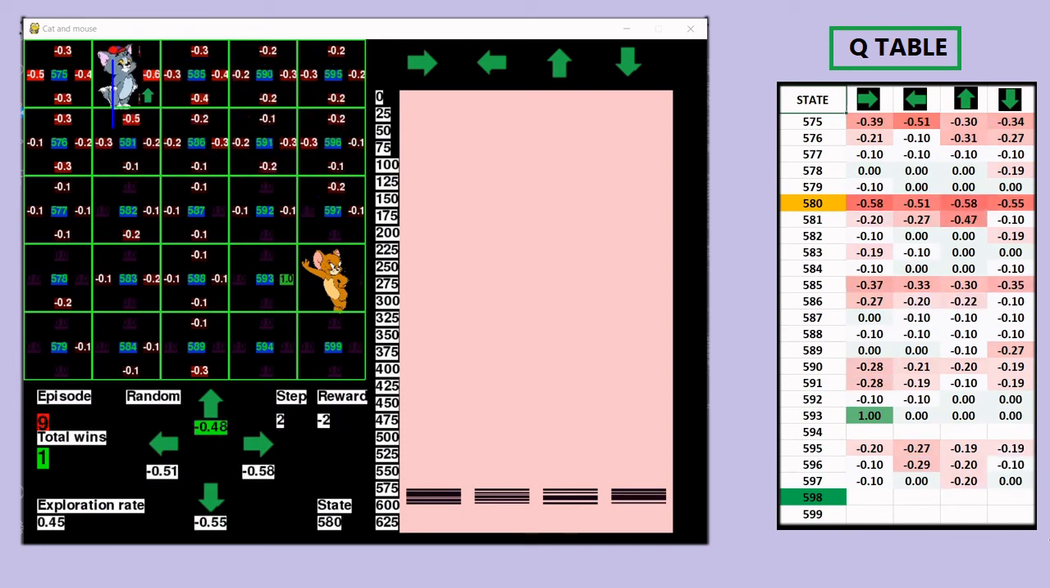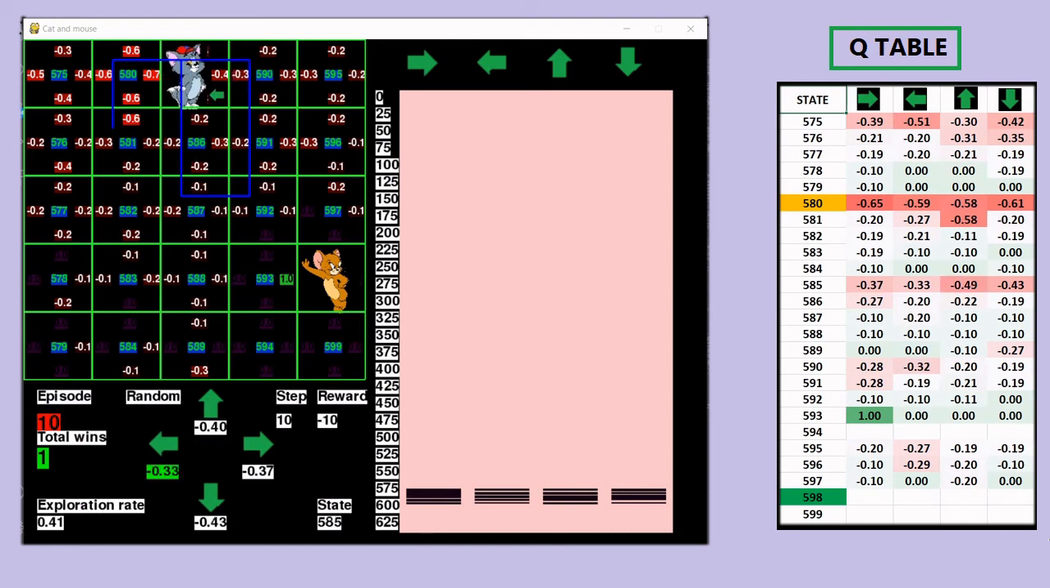Let's consider the state 593, from which taking an action in the right direction would give Tom a reward of plus 10. Notice that the Q value for this state action pair has been updated to plus 1.